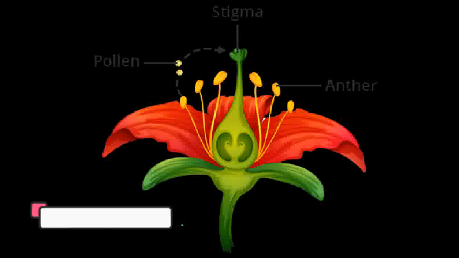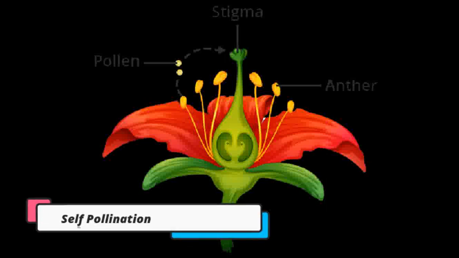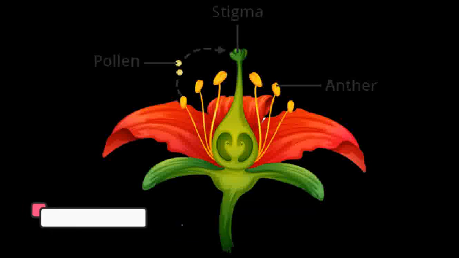Self-pollination. The transfer of pollen grains from the anthers to the stigma of the same flower is called self-pollination or autogamy. This type of pollination is possible only in bisexual flowers.